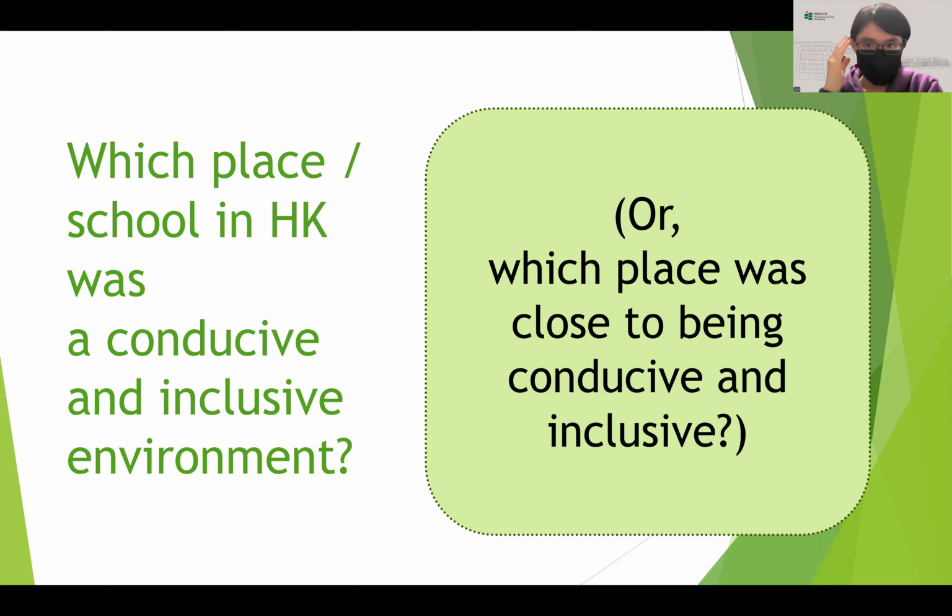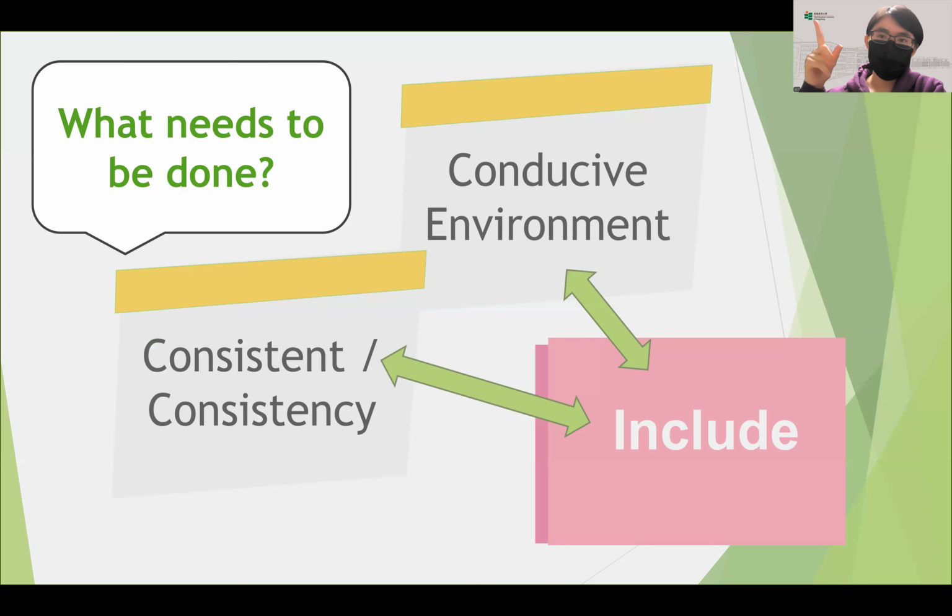You would also remember earlier, I asked you to compare a real life place that you've been in Hong Kong to your imagined conducive and inclusive environment. Now I'd like you to think about a real life example that was anywhere close to your imagined idea of a conducive and inclusive environment, or alternatively, a place that has some of the features you thought about when considering what needs to be done to connect inclusion and conducive environment, inclusion and consistency.